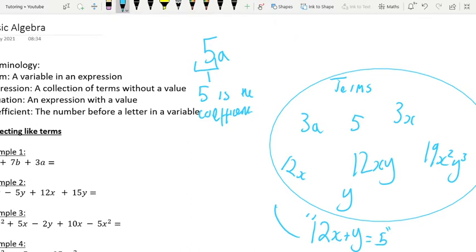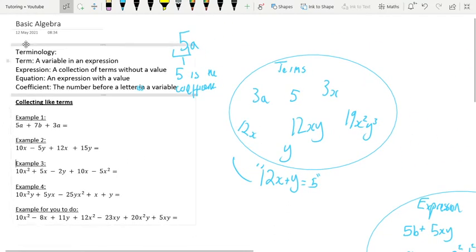This one may catch you out: if you have 10xy, 10 is the coefficient of xy itself. So you can't say 10 is the coefficient of x, you have to say 10 is the coefficient of xy. So you could say in brackets letters in a variable. So coefficient is the number before the letter in a variable, basically. And we're now going to be going over collecting like terms. So this is what the basic lesson's on. We now know some terminology which we will be referring to.